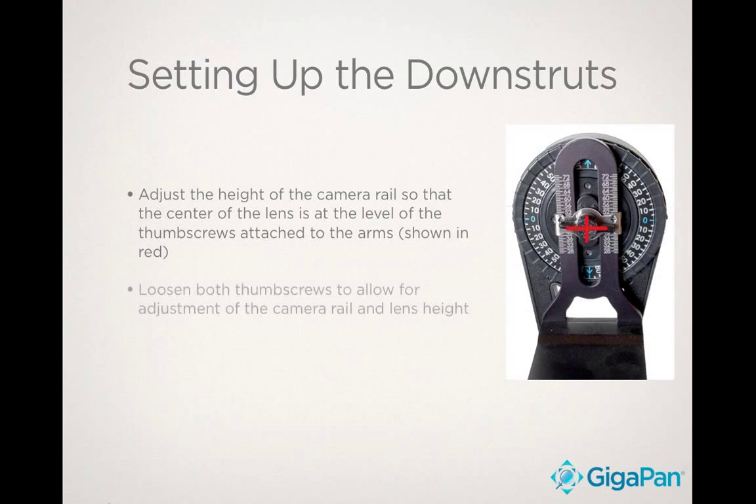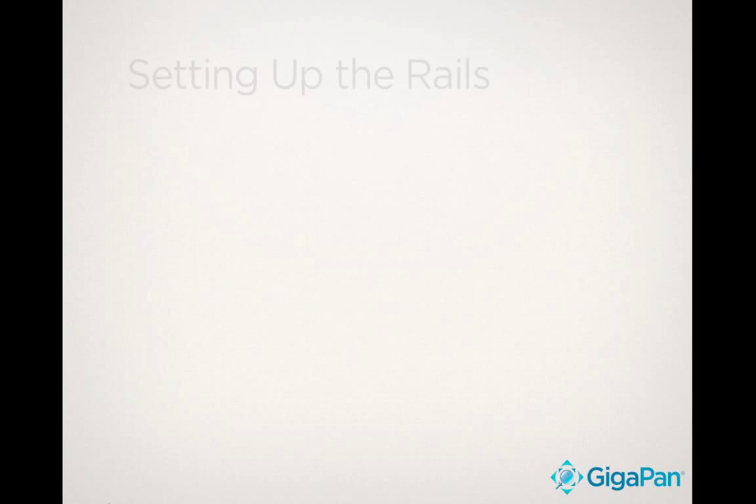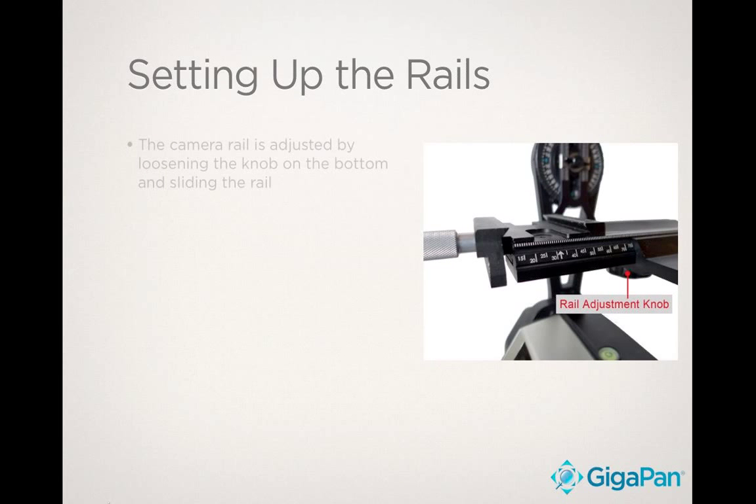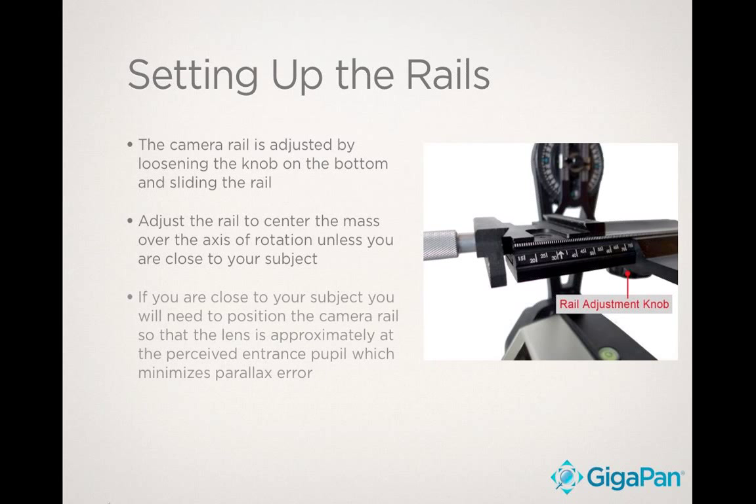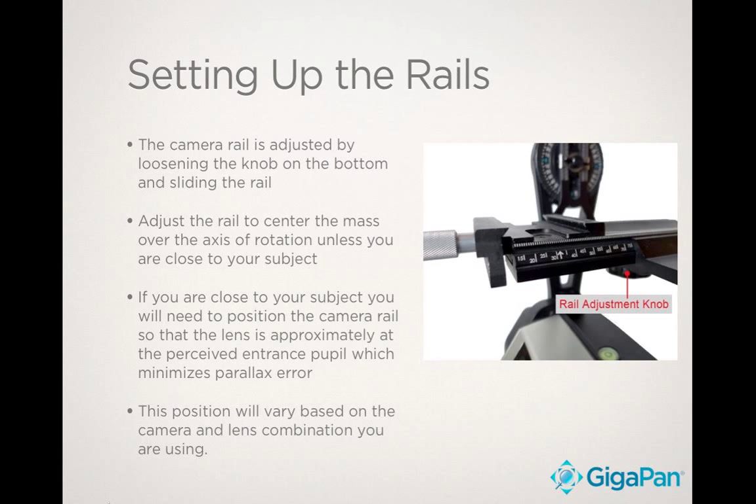By centering the x-axis, basically all you're doing is adjusting, you raise and lower the down struts. So you loosen those thumb screws and you can raise the whole camera body and lens up and down for those to line up. The other thing you do is setting up the rail. And this is designed to adjust for your perceived entrance pupil. We actually have a new tutorial video that we're working on that should be done in the next 30 days that will give people a better idea of how to adjust for the perceived entrance pupil.